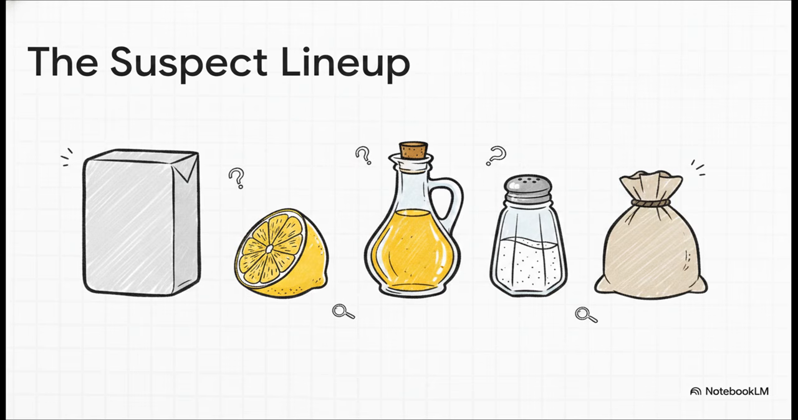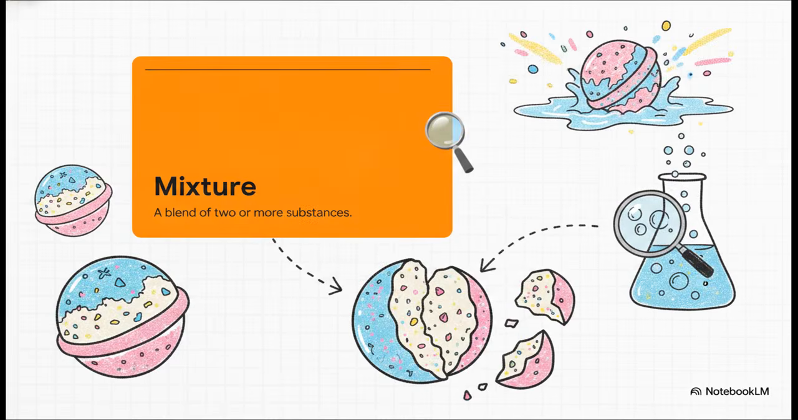These are our suspects. But before we can test them, we need to understand how they actually relate to the bath bomb as a whole. Right out of the gate, you need to know that the complete bath bomb itself is a mixture. That just means it's a blend of all these different materials mixed together. When you're holding a bath bomb in your hand, you aren't holding one single pure chemical. You're holding a carefully packed, mashed-up combination of several different things.